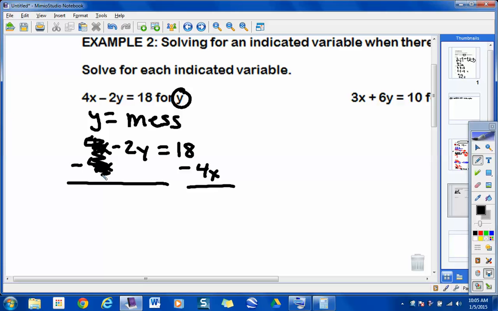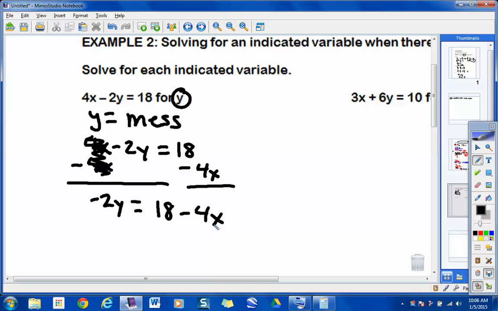What are you left with on the left-hand side? Keep in mind, what are we trying to get alone first? y. In order to get y alone, I have to have negative 2y alone first, right? Okay. Well, what's this going to equal on the right? Are 18 and 4x like terms? So the only way I can express that is as 18 minus what? 18 minus 4x.